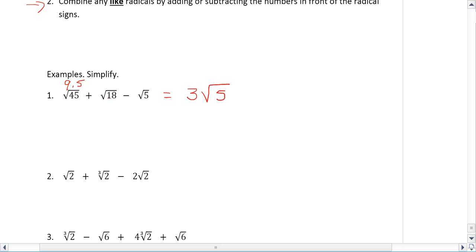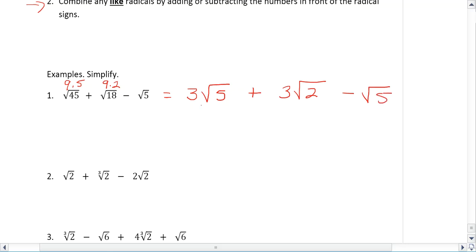Now moving on to the 18, you can make a factor tree if you like, or you can recognize that 18 is 9 times 2. The square root of 9, I've got to remember my plus sign, is 3, so the 3 comes out in front, the 2 is left behind under the radical. And then we're subtracting a square root of 5, which cannot be simplified.